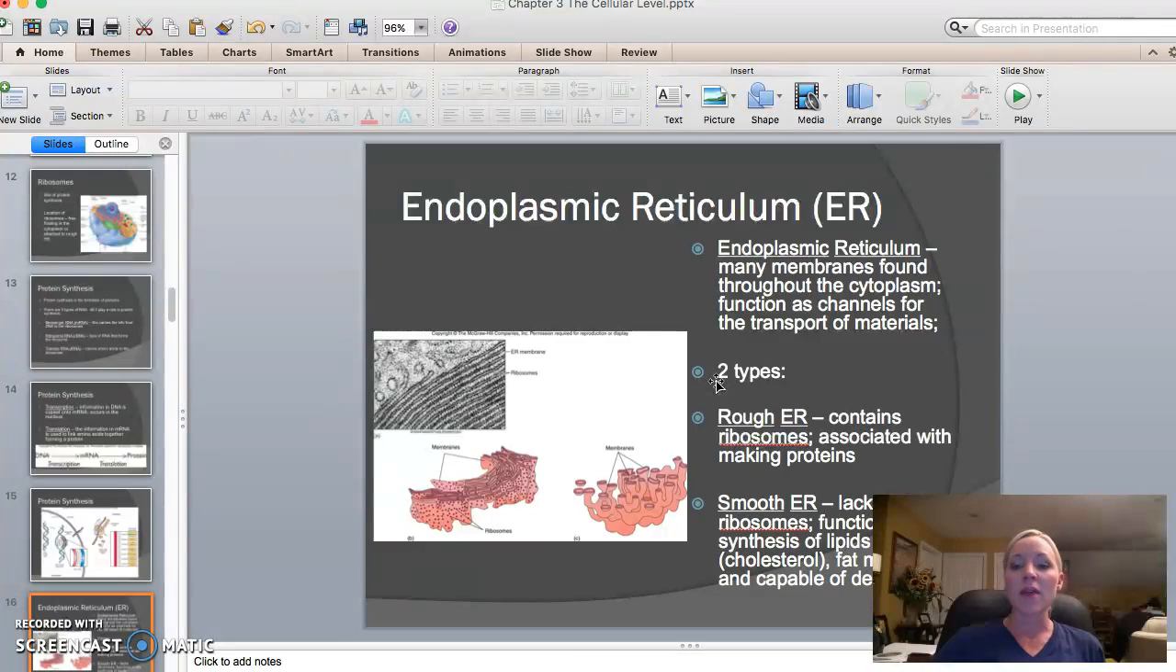Endoplasmic reticulum, you're going to have 2 types here. This is rough ER and smooth ER. Now, your rough ER is going to have ribosomes. So if it has ribosomes, it's going to be associated with making those proteins. Smooth ER is not going to have the ribosomes. So instead of making the proteins here, we're talking about the function in the synthesis of our lipids or our cholesterol.